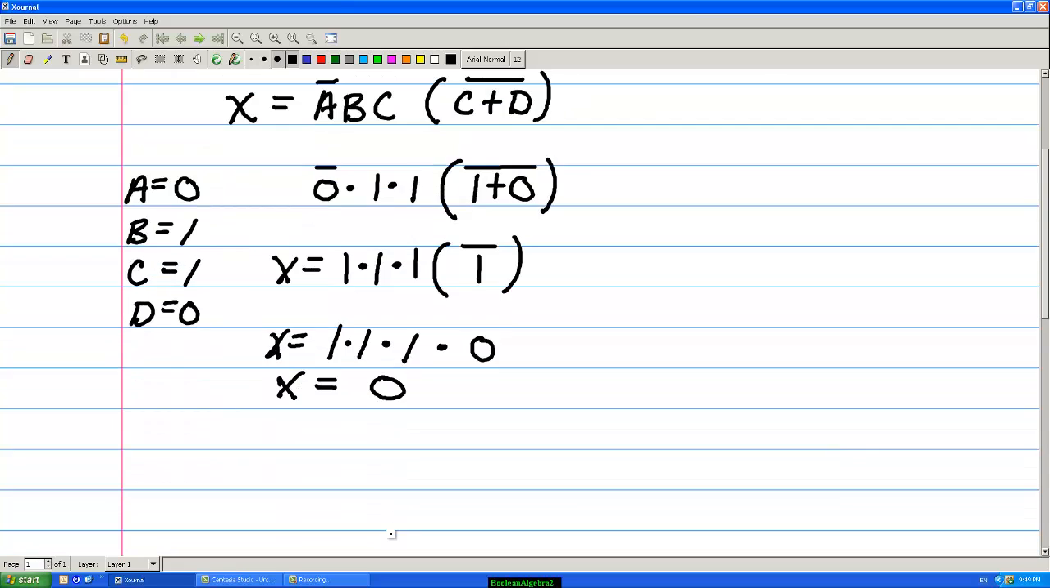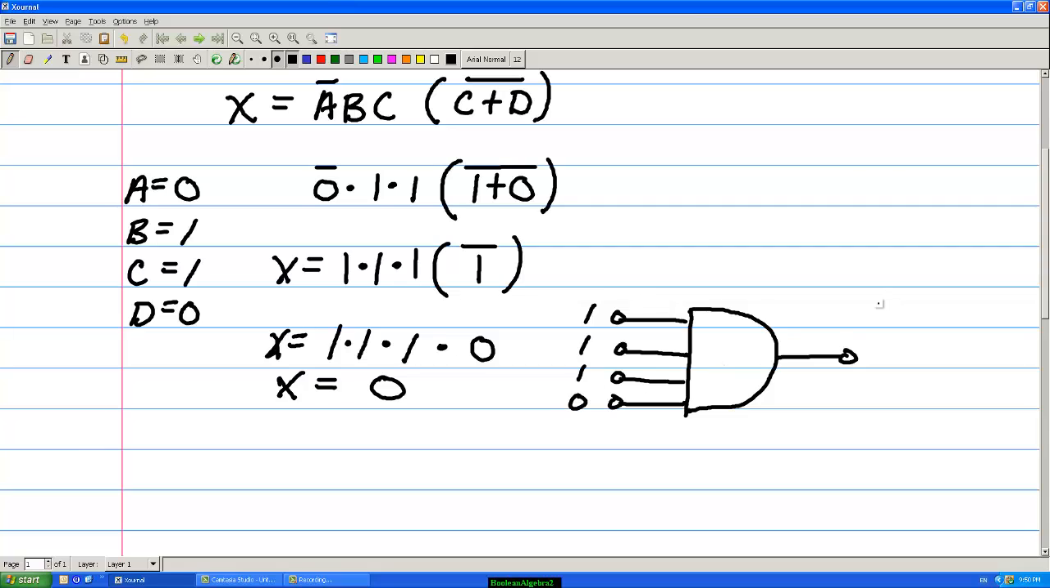So if we were to look at that as a logic symbol, we would just have a 4-input AND gate. We'd have 1, 2, 3, 4. And these are a 1, a 1, a 1, and a 0. And that's going to produce a 0 on the output.